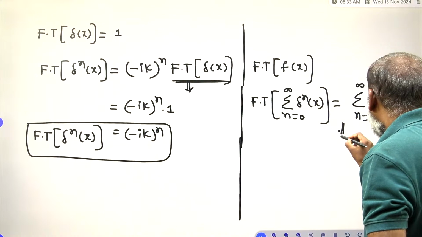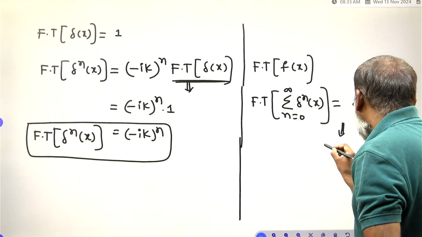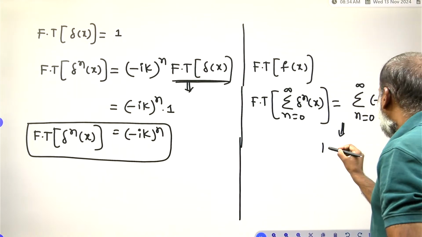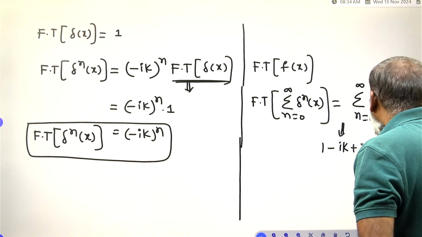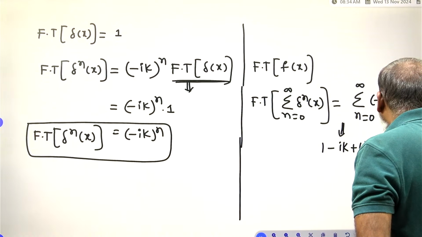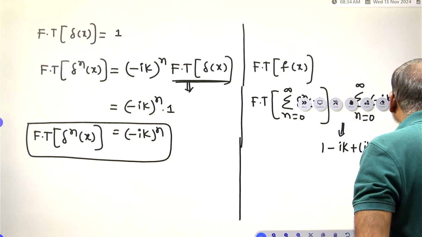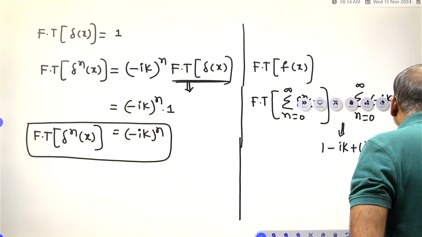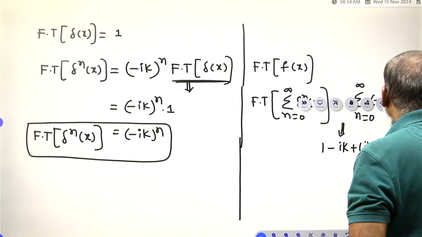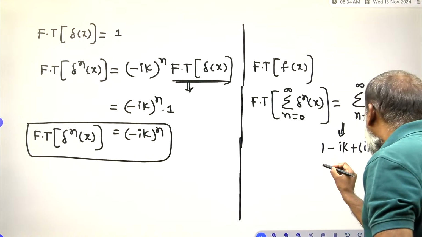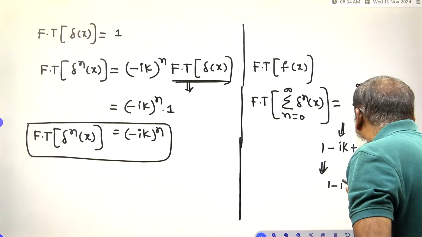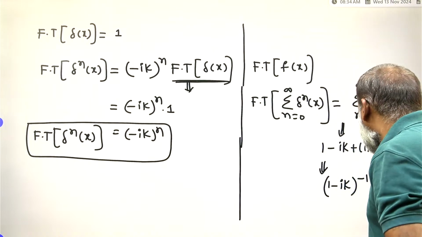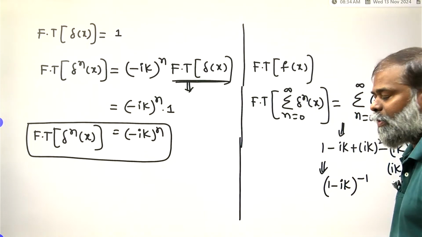Now you have to expand these terms. Minus ik to the power of 0 is equal to 1, minus ik, plus ik whole square, minus ik whole cube, plus ik whole to the power of 4, and so on. Clear? Now you have to expand this. How do we expand? 1 minus ik whole to the power of minus 1 we have to write.